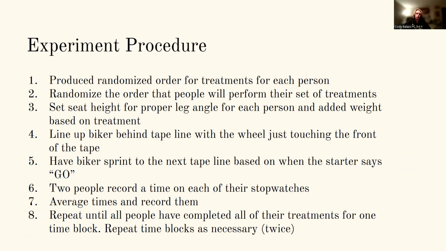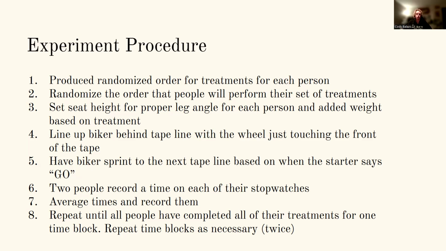Next, our experiment procedure. Like I said before, we produced a randomized order for each person's treatments. Then we set our seat height for the proper leg angle and weight, using a protractor, and secured the weight based on the treatment to the bike. We measured the 20 yards and put tape at the start and finish to ensure that each trial was an equal distance. We started each recording by lining up the biker behind the tape line with the wheel just touching the front of the tape. Then we counted down from three: three, two, one, go. When we said go, the biker started riding.